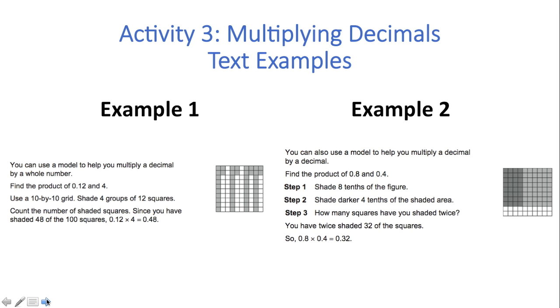For the second example, they did a multiplication by 2 decimals. So first they shaded 8/10ths of the figure, or 80 of the squares. Then they shaded 4/10ths of the shaded area darker. They would simply count the number of squares that were shaded to figure out the new product.